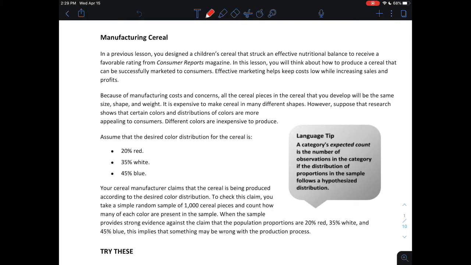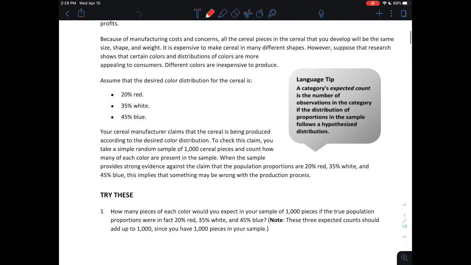However, suppose that research shows that certain colors and distributions of colors are more appealing to consumers. Different colors are inexpensive to produce. Assume that the desired color distribution for the cereal is 20% red, 35% white, and 45% blue. Your cereal manufacturer claims that the cereal is being produced according to the desired color distribution. To check this claim, you take a simple random sample of 1,000 cereal pieces and count how many of each color are present in the sample. When the sample provides strong evidence against the claim that the population proportions are 20% red, 35% white, and 45% blue, this implies that something may be wrong with the production process.